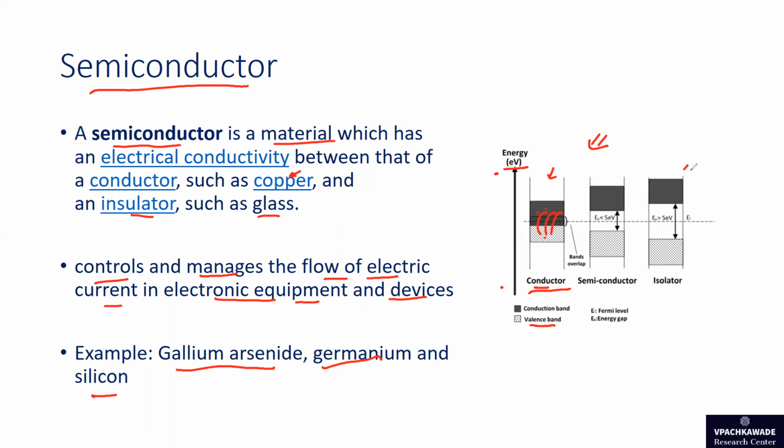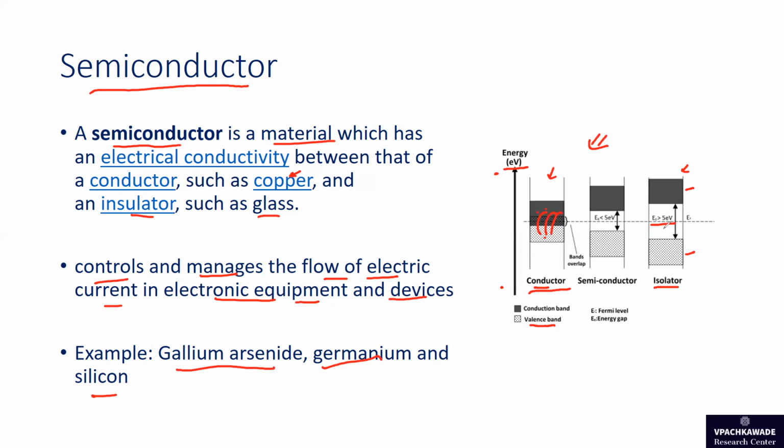In the third part, we have the case of an insulator. In an insulator, you have a conduction band region and a valence band region where charge carriers are present, and they want to go from the valence region to the conduction region. But to do so, they need to overcome a large energy gap. The energy gap is greater than 5 electron volts.